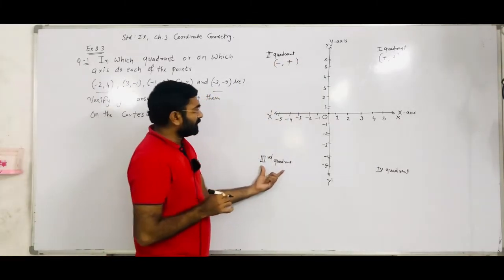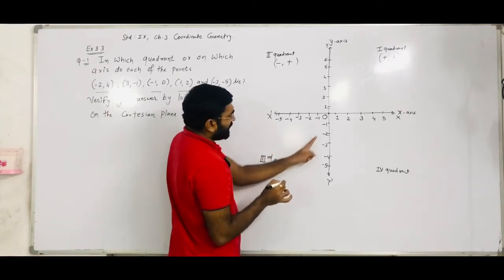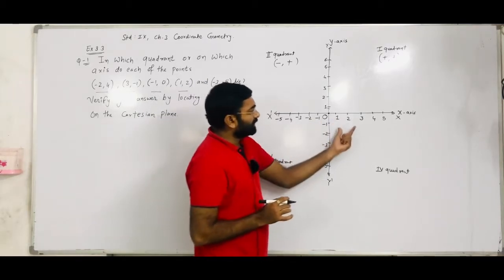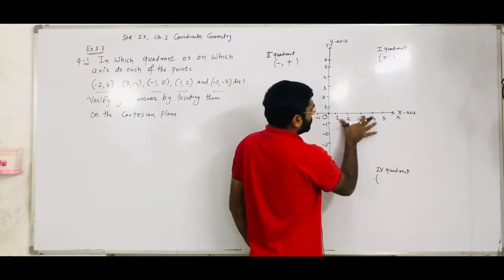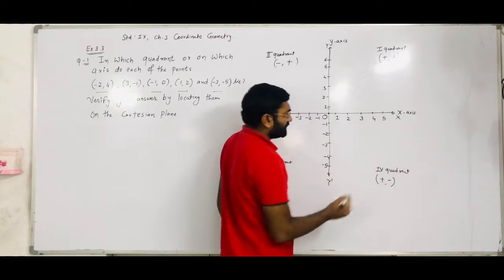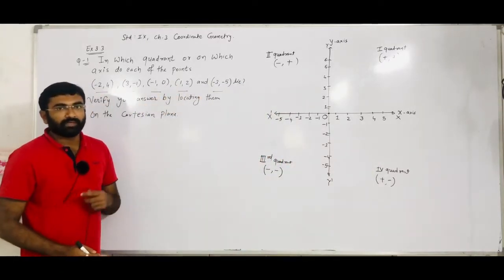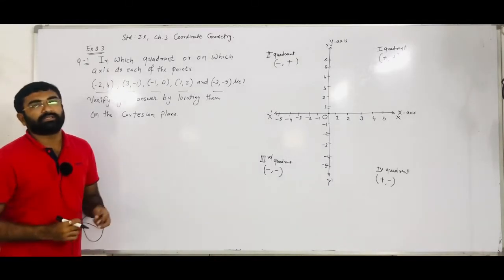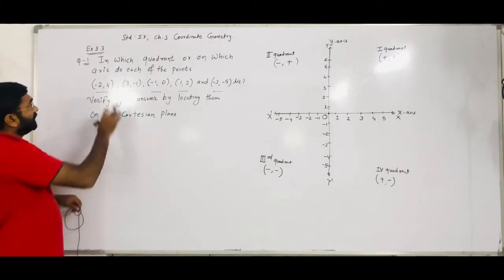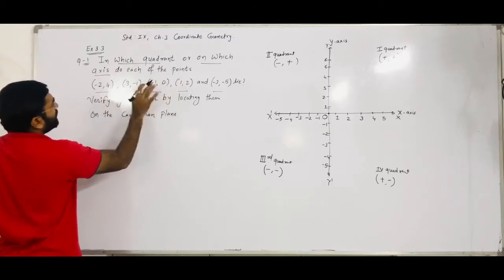Now, whenever any point lies in the third quadrant, its x coordinate is negative and its y coordinate value is also negative. Whenever any point lies in the fourth quadrant, its x coordinate value is positive and its y coordinate value is negative. We already discussed that in our previous video. I repeat it because based on that we have to decide the quadrant of the given point.